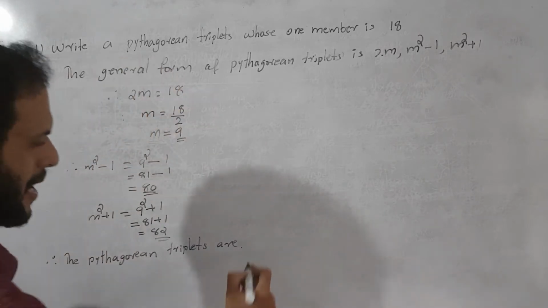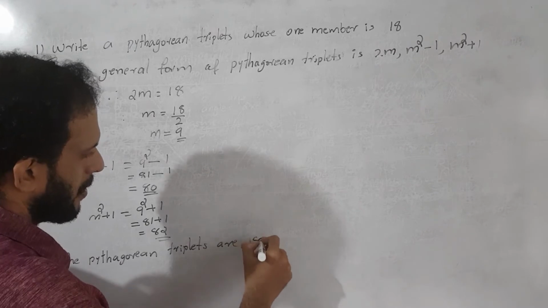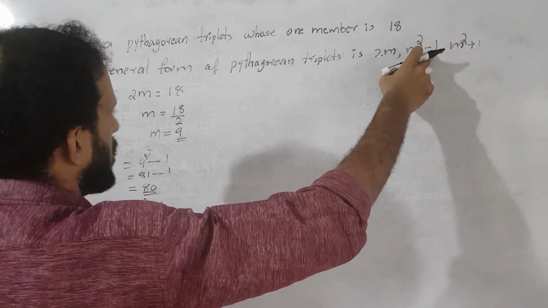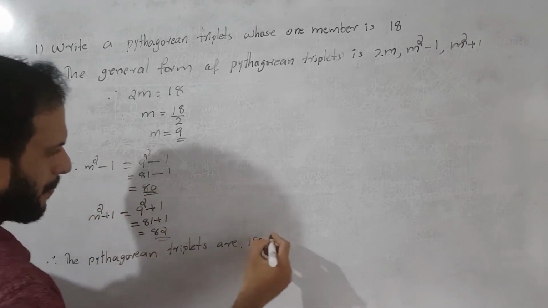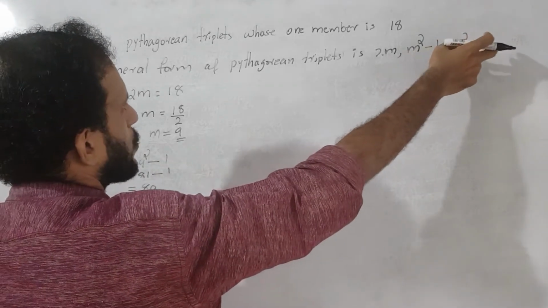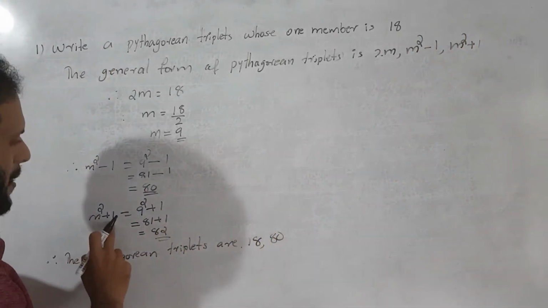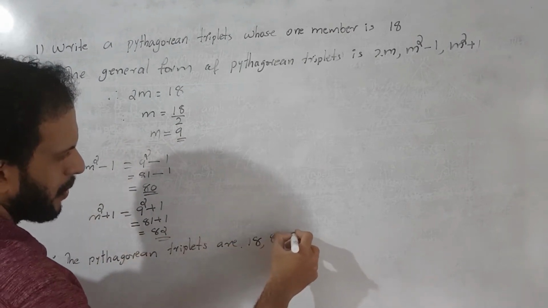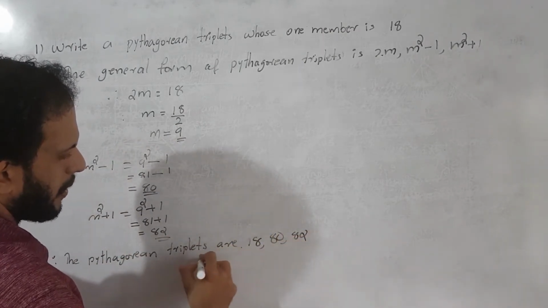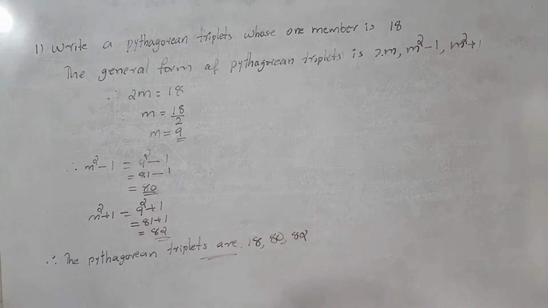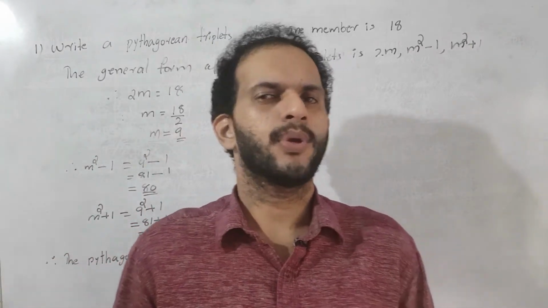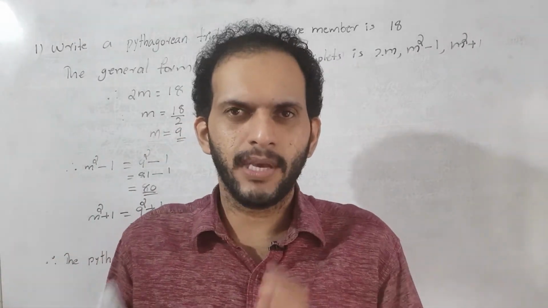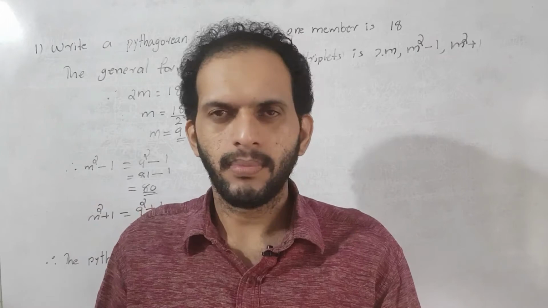Okay, then 18. Second number is m square minus 1. What is m square minus 1? m square minus 1 is 80. Third number is m square plus 1. What is m square plus 1? That one is 82. So what are the Pythagorean triplets? The Pythagorean triplets are 18, 80, 82. I think you got the idea about how to find the Pythagorean triplet when one member is given.